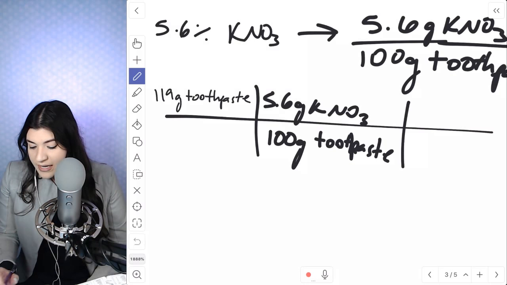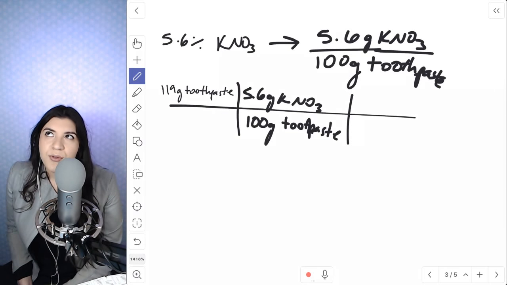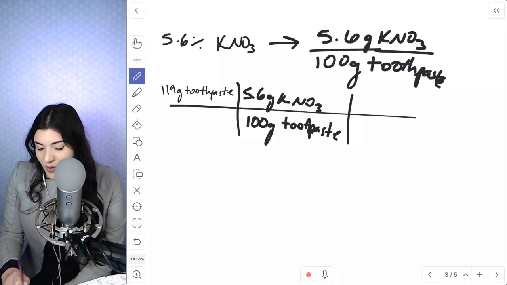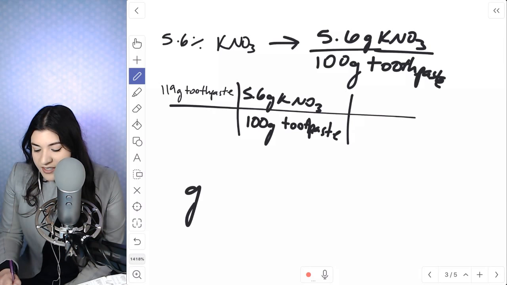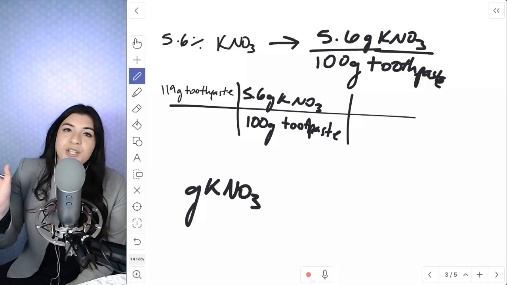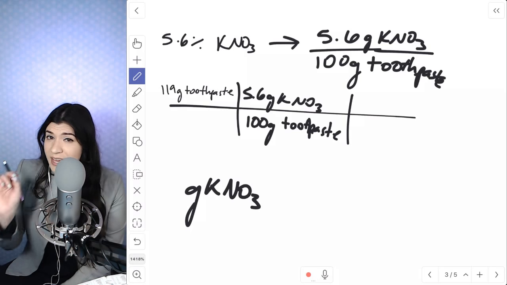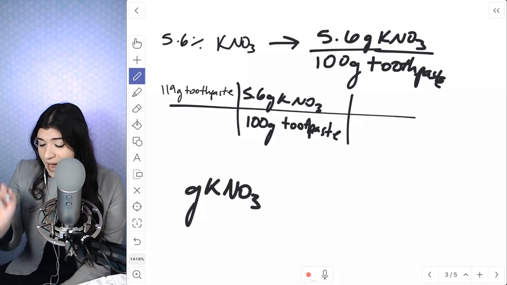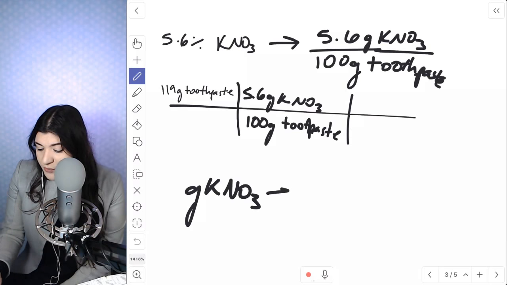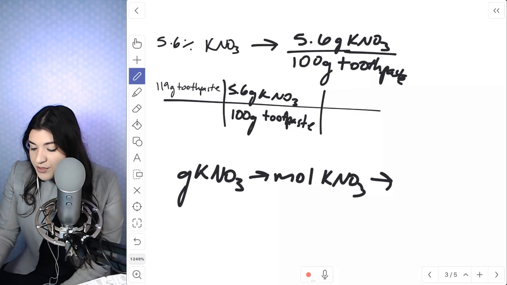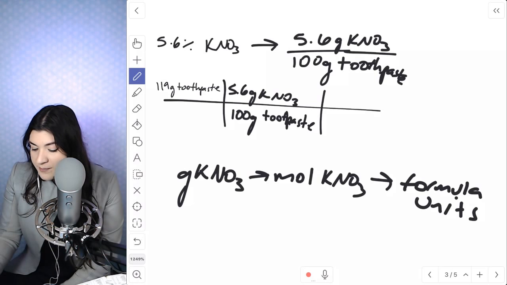So now that we've gotten to grams of KNO3, we need to somehow get to formula units. Remember that there is no conversion factor that allows us to get automatically from grams to formula units. We have to convert to moles. So our next step is going to go to moles of KNO3. And then lastly, we're going to use Avogadro's number to get to formula units of KNO3. Okay.